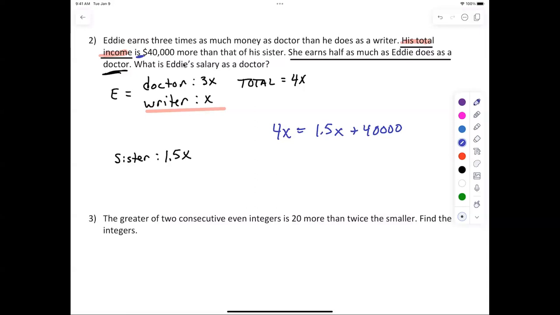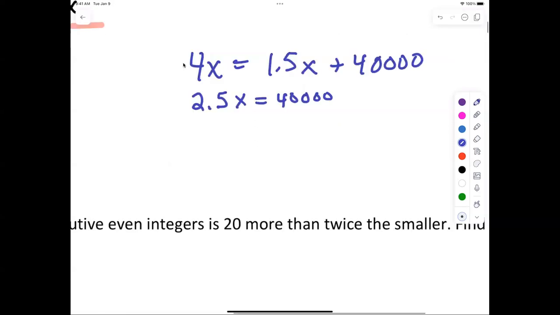Speak up. All right, now to solve this, I'm going to subtract 1.5. Does everybody agree with that? So what's 4 minus 1.5? 2.5x equals 40,000. So everybody agree with that? Now, please watch, because we'll get calculators soon. All right, I'm going to divide by 2.5. Is everybody agreeing? So x is equal to.